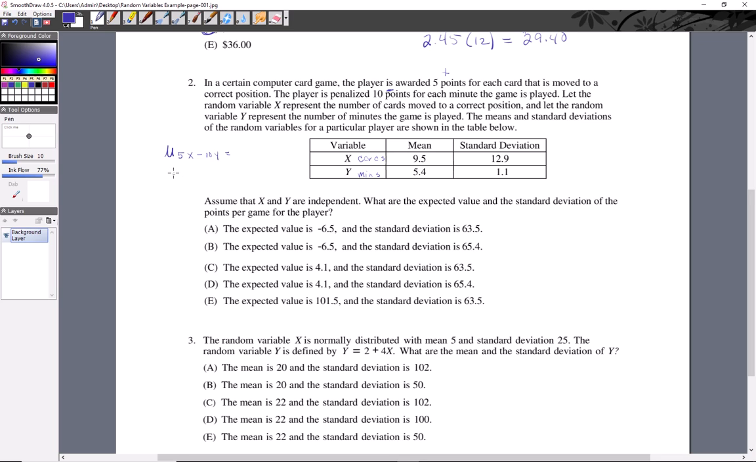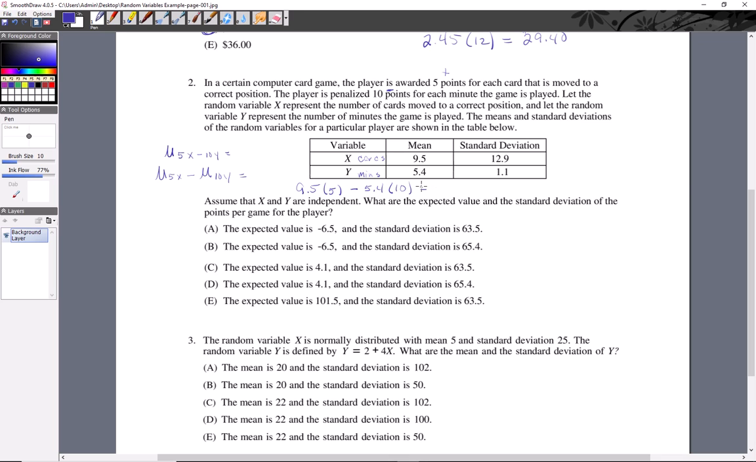So we're really looking for this, mu of 5X minus 10Y. The mean of a difference is just the difference of the means. This will be mu of 5X minus mu of 10Y. All we have to do is convert these from means for cards and minutes to points. So this is just going to be equal to 9.5 times 5 points for an average number of cards moved to a correct position, minus 5.4 times 10. So there's a 10-point deduction per minute, and that'll be 5.4 minutes.